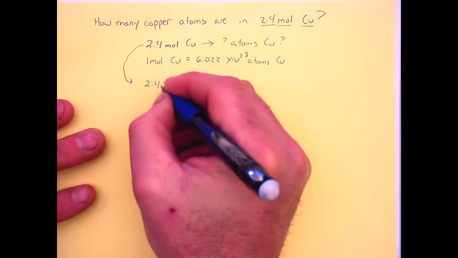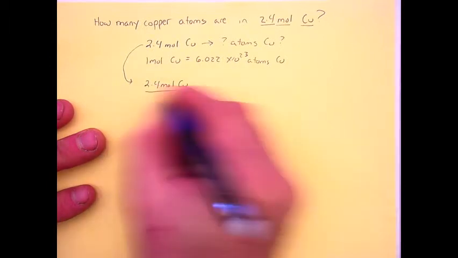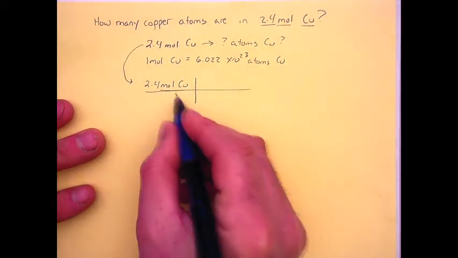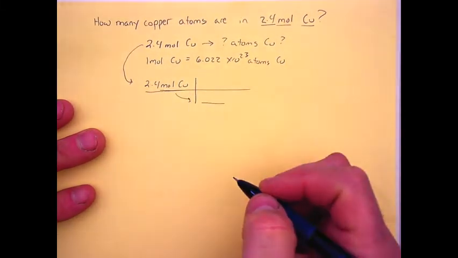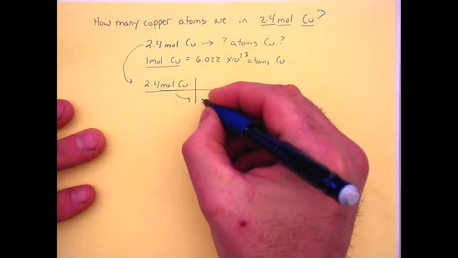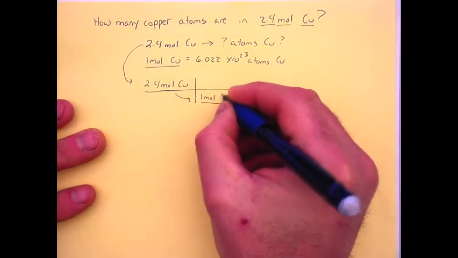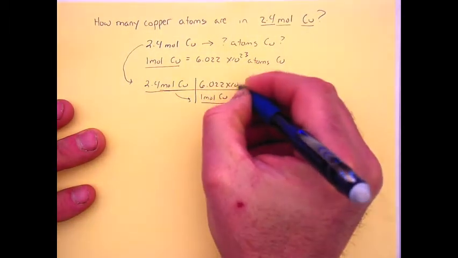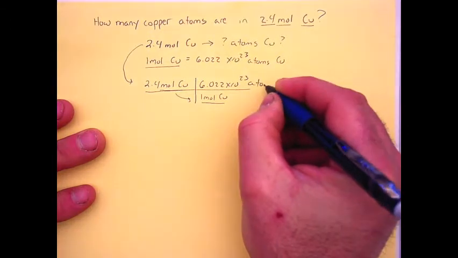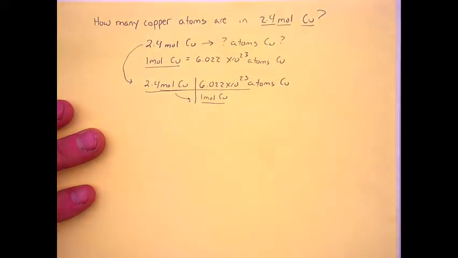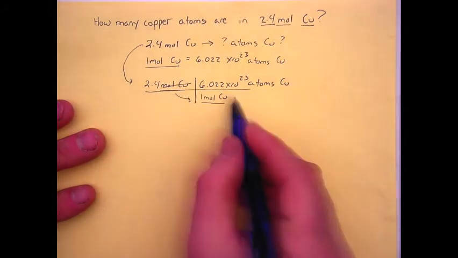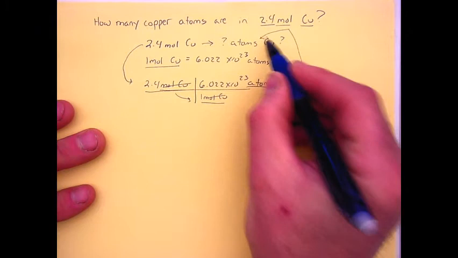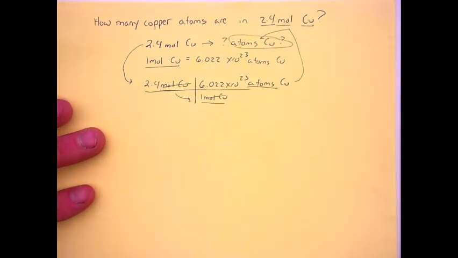We have 2.4 moles of copper in the top left-hand cell. Moles of copper are here, so therefore we need moles of copper down there. Therefore we put 1 mole of copper on the bottom and 6.022 times 10 to the 23rd atoms of copper goes on top. Moles of copper cancel out. We're left with just atoms of copper, which is exactly where we want to end up.